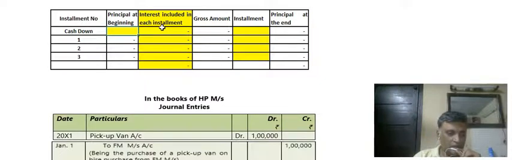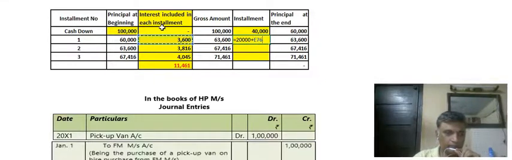Okay, what is the cash price of the asset? It is 1 lakh. Down payment is 40,000, which means the principal at the end of the year is 60,000, right? If I calculate 6% interest on 60,000, it is going to be 3,600. So the gross amount payable is 63,600, and now I'm going to pay 20,000 plus 3,600. So I'm going to pay 20,000 plus interest, which is 23,600, and the outstanding balance is going to be 40,000.